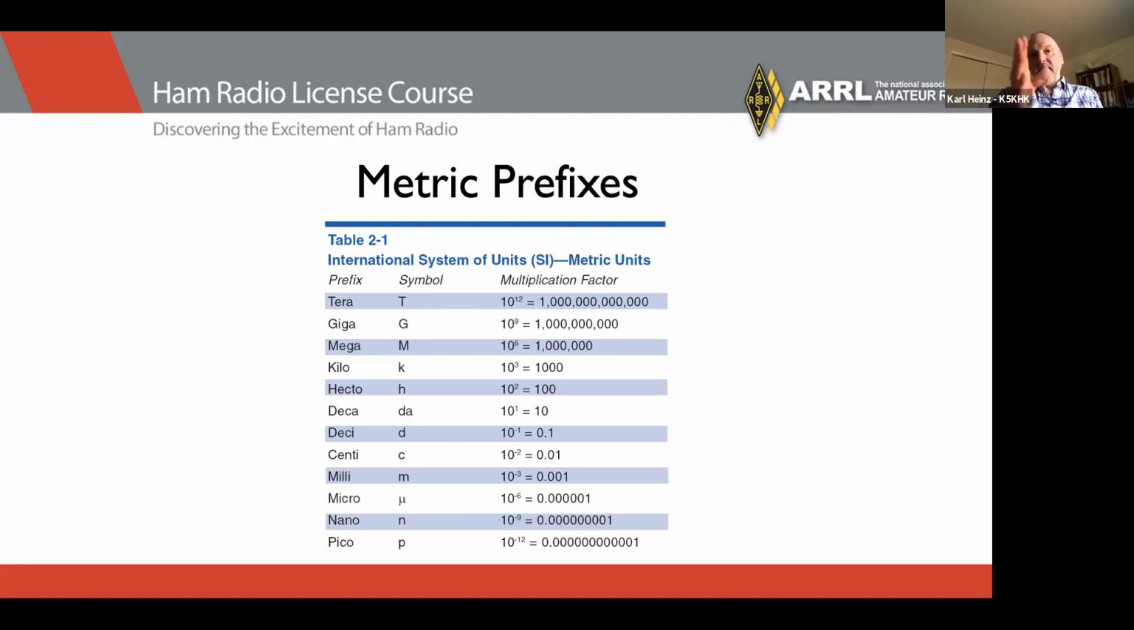When you look in the middle column, you see a symbol, T, G, M, K, H, and so on. These are important as well, and we will need to practice a few of those. There are a number of questions that reference some of these. And then the last column, this is where it gets complicated. We see the multiplication factor. And if you don't have a mathematics or an engineering degree, this may look pretty scary, but believe me, we can make this work without too much math.